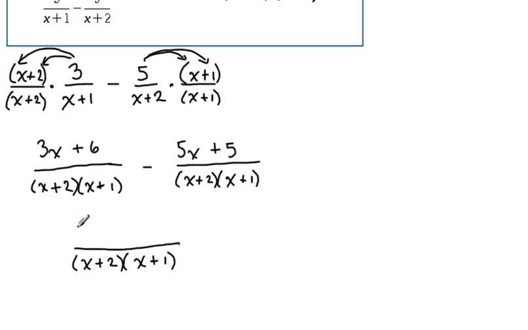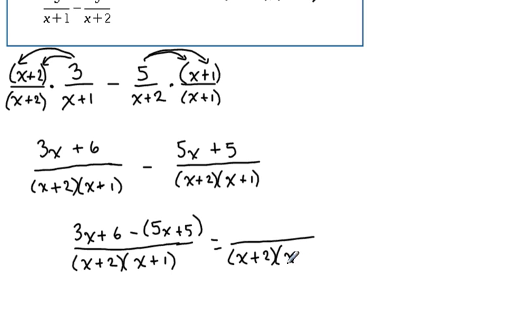And we're going to combine the numerators. So we have 3x plus 6 minus, you have to put the minus sign, and then the second set of terms has to go in parentheses because the minus sign will distribute to the second set of parentheses. So let's write, the denominator will stay the same, x plus 2 times x plus 1. We're going to have 3x.